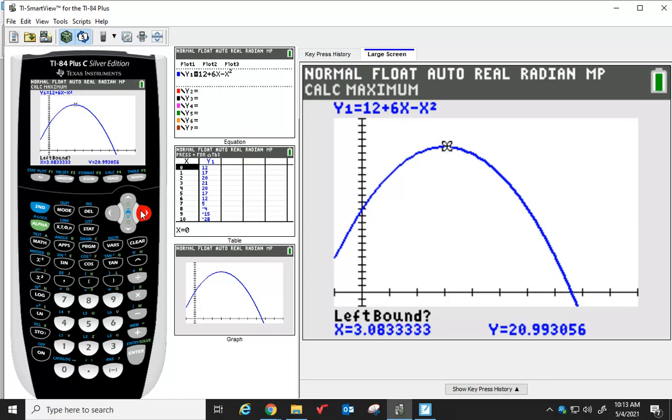So I want to put this cursor to the left of that. So put it to the left of it and then hit enter. And then put the cursor over to the right bound, so the right side of that, hit enter. And that's going to guess that maximum for you. So it's actually pretty easy to do. So it says when x is 3, y is 21. Well, 3.00005, we'll just round it to 3.